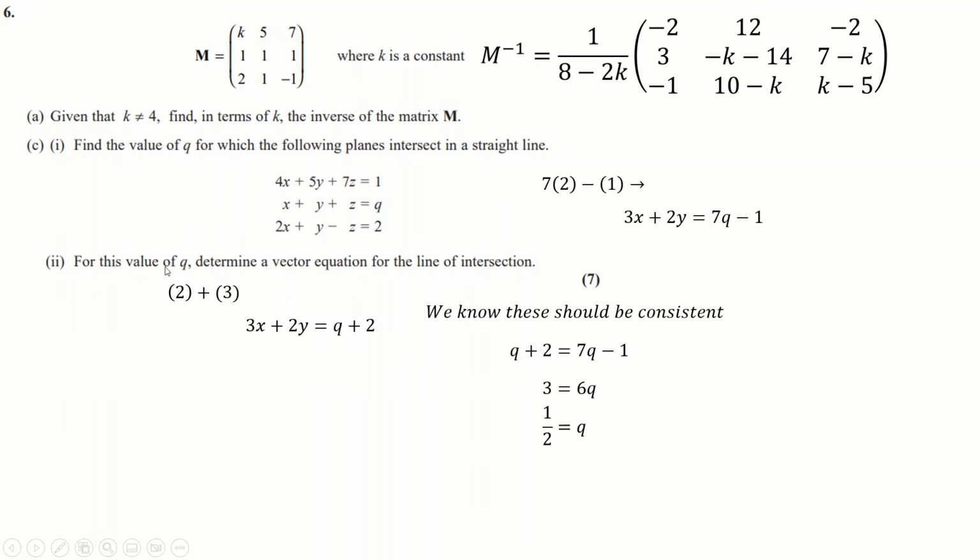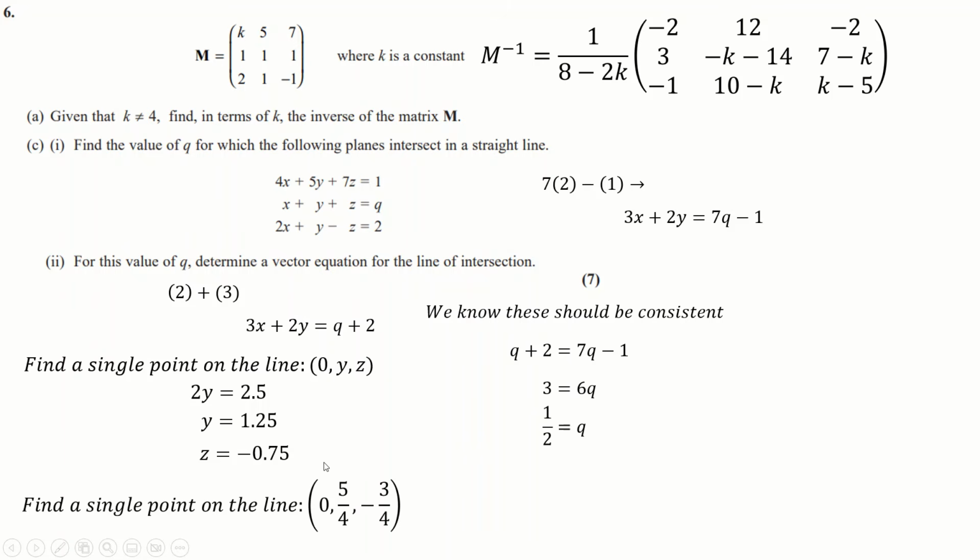Now, for this value of q, determine a vector equation for the line of intersection. So these meet at a line, and they're asking us for the vector equation of it. The easiest way to work out the vector equation of a line is to just find 2 points on that line. A line goes through x, y, z, and you can choose one of those to be 0 and find the other two quite easily, because if I have q as a half, this is 2.5. If x is 0, then 2y equals 2.5 and y equals 5 over 4, or 1.25. Then I can find z very easily by using any of these equations, and I'll find z is this.